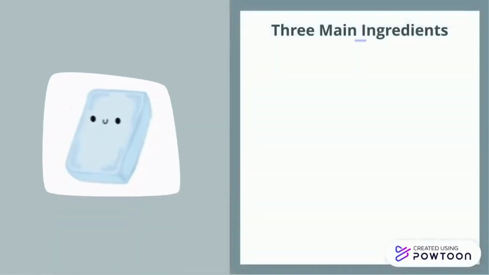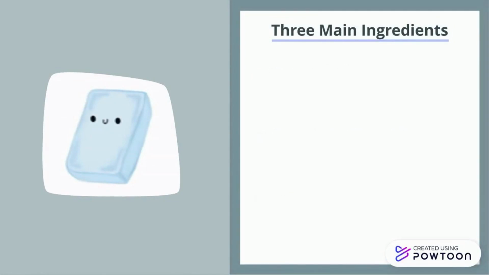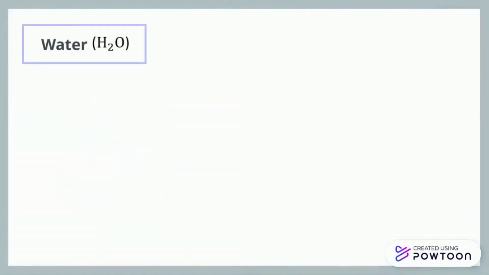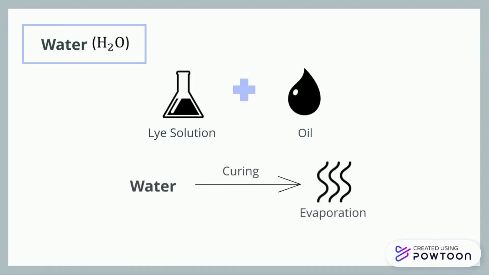The process of producing soap consists of three major ingredients: water, animal fat or plant oils, and lye. The water is responsible for creating the lye solution, which is later mixed into the oil. The ratio of water is dependent on the recipe. However, there should be enough to allow the lye and oil molecules to form soap. During the curing process, the majority of the water will evaporate.